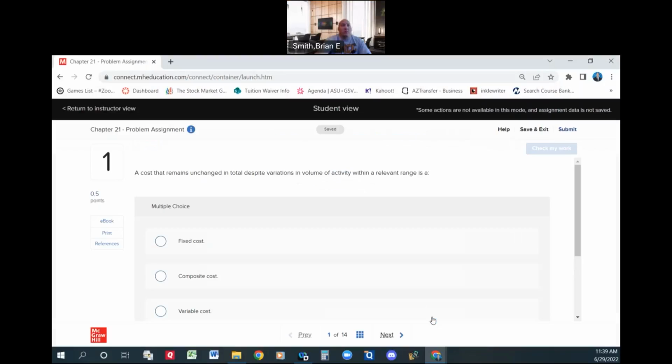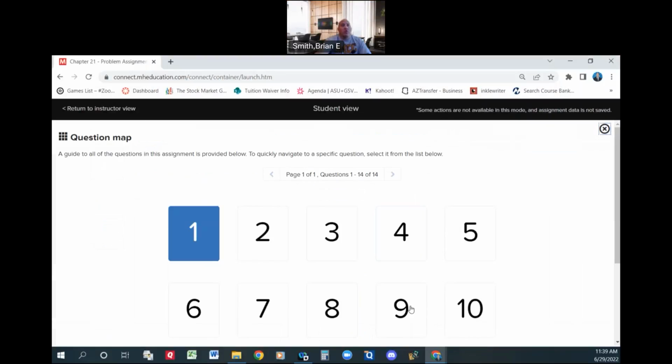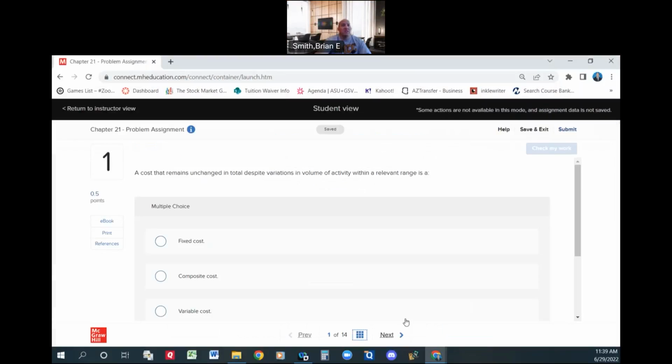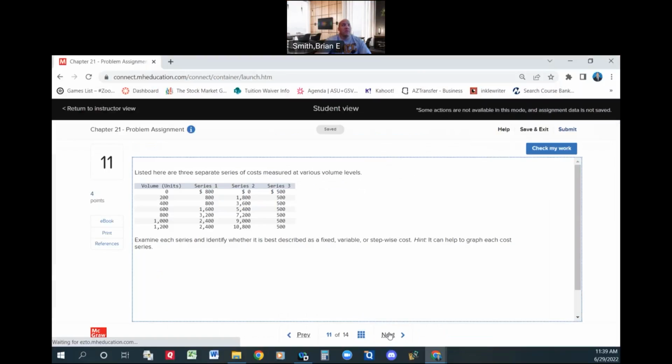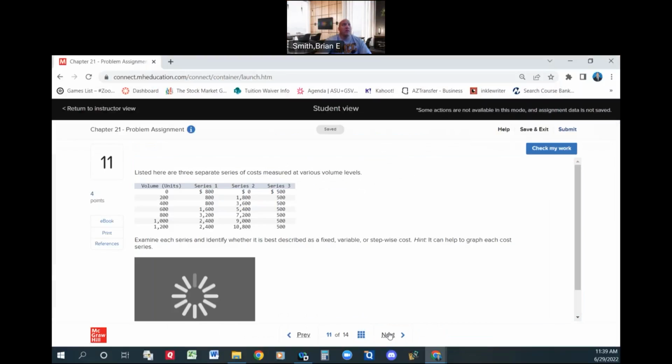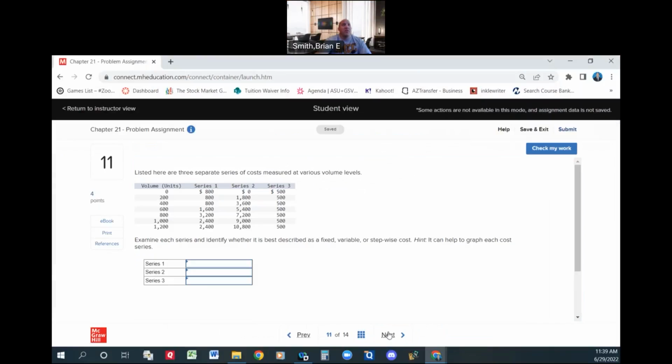We're going to go ahead and work on some problems here. Again, your multiple choice precedes the problem assignments here. So let's look at this. We're going to look at all of these and determine whether or not they are fixed, variable, or stepwise cost. Hint, it can help to graph each of these cost series.